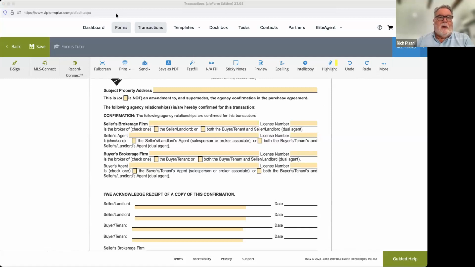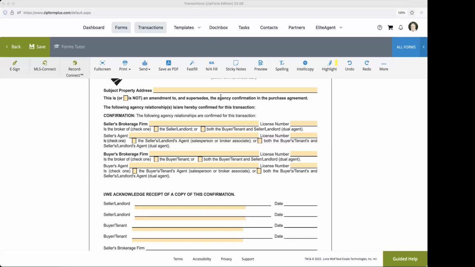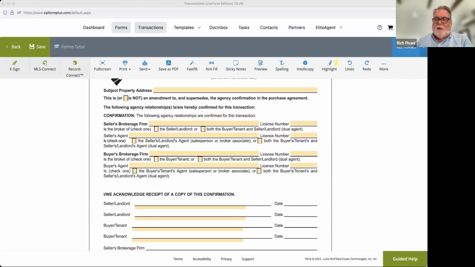Okay. Great. So that is the agency confirmation. Anybody have any questions about agency confirmation? Rich, do we need to do this for residential leases as well? No, this is only for purchase. Thank you. Rich, and this is only if you didn't get the agency correct? That's correct. Only if you didn't get it correct on the RPA, then you have to redo it. Okay. All right.